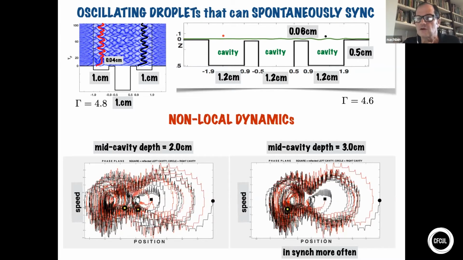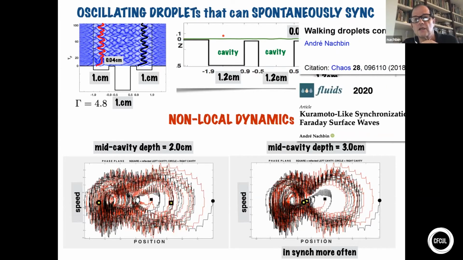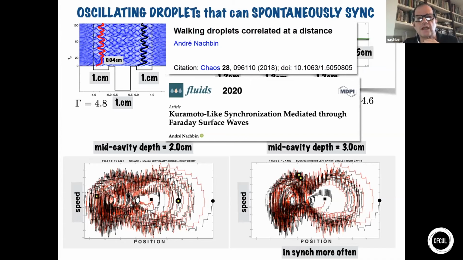Okay, so now I'm going to go to the slide where I try to break my record, putting the droplets far apart. But here you can see that minor changes in the cavity, which in some sense are minor changes in the potential of the particles and also in the potential that establishes the communication, change the dynamics quite a bit. These are two reference papers that I mentioned. One is the walking droplets correlated paper, and I'm going to show you the most important result of the top paper, the chaos paper, in the next slide.